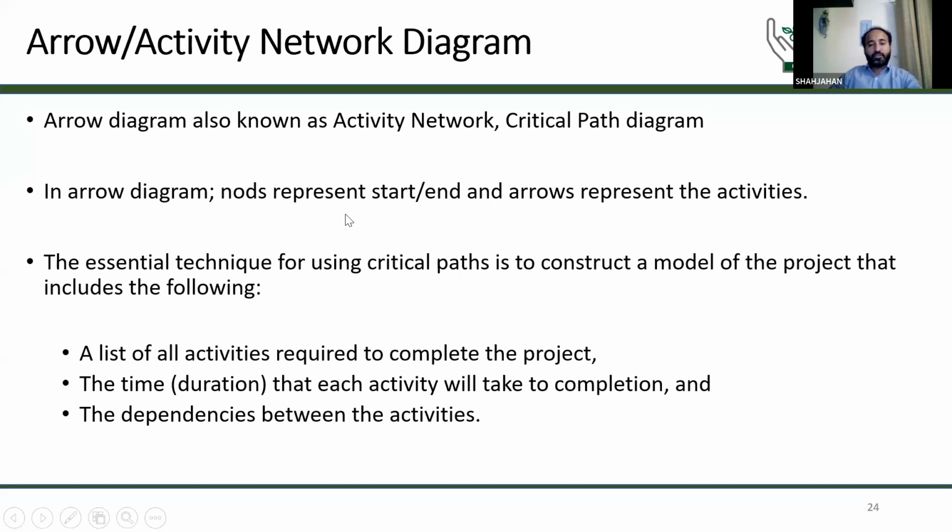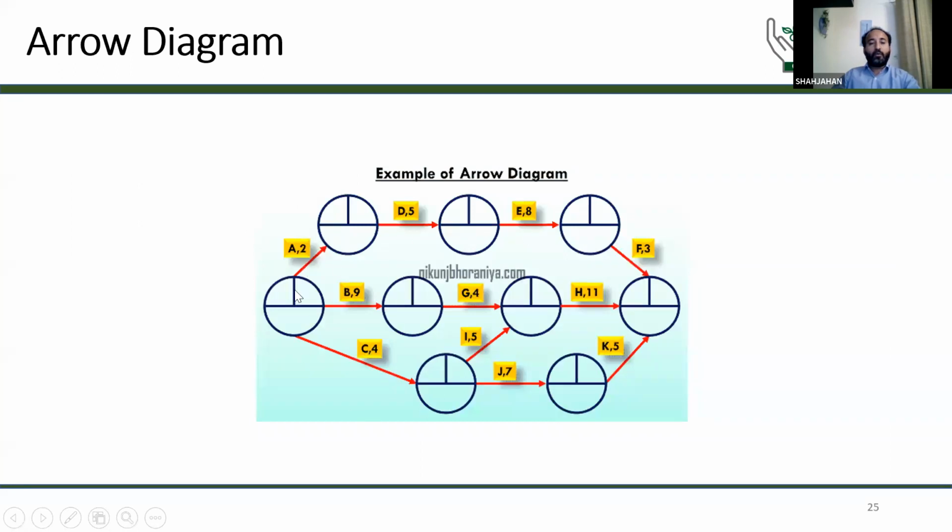In an arrow diagram, nodes represent start and end, and arrows represent activities. The essential technique for using the critical path is to construct a model of the project that includes the following: a list of all activities required to complete the project. Means it is very simple, that we will start from here, then we will do this activity, then we will do this activity. So different activities we will do, and we will connect those activities with the arrow. As you can see in this example, we will start with this one, then it will go here, then here and here. So we will make a node and the arrow to show our activities, how it will go on.